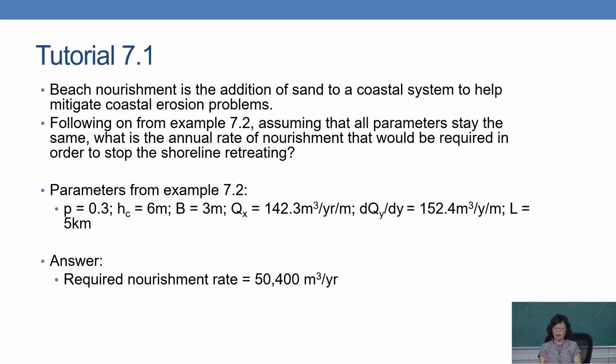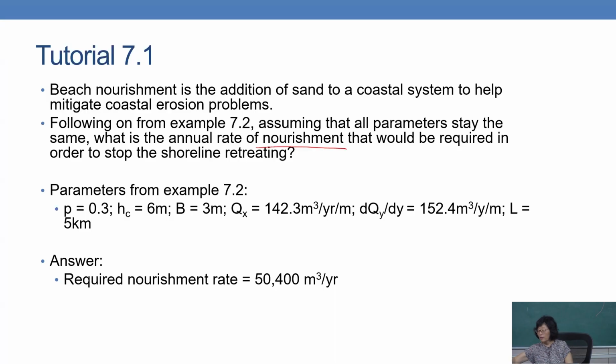Okay, then here actually is the same example, but I still ask you over here. So beach nourishment is the addition of sand to a coastal system. We are still using the last example, but now we assume that all parameters stay the same. What is the annual rate of nourishment that would be required in order to stop the shoreline retreating? So all the calculation, all the conditions are the same. We know there is a 1.6 meter retreat, right? Now we want to stop that retreat. What nourishment do we need to stop that?